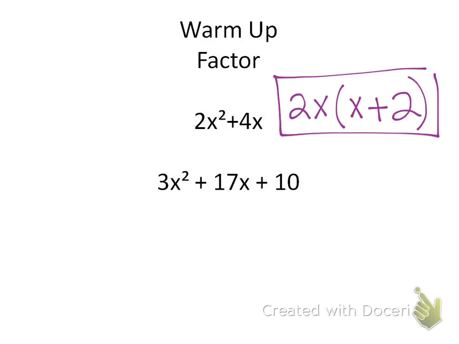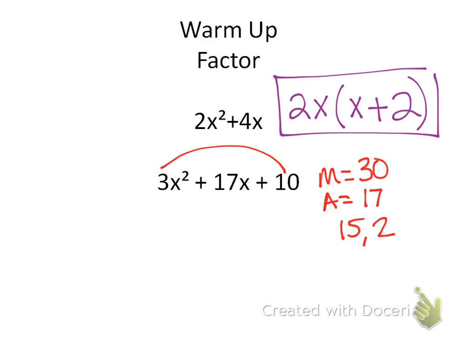All right, the second one's going to take a little longer. That's where we have a multiply number and an add number. What's my multiply number? 30. Good. And you get it from the first times the last. What's my add number? 17. Do you guys know 2 numbers that multiply to 30 add to 17? 15 and 2. All right, 15 and 2. Now what?